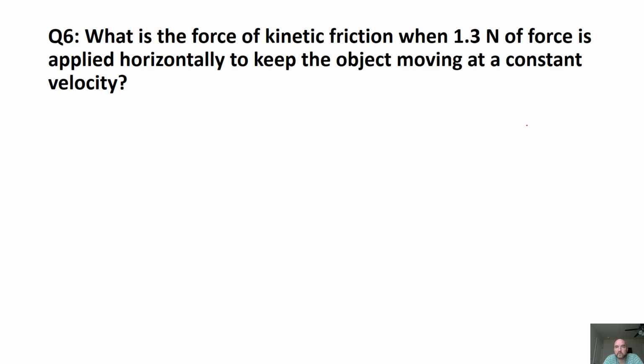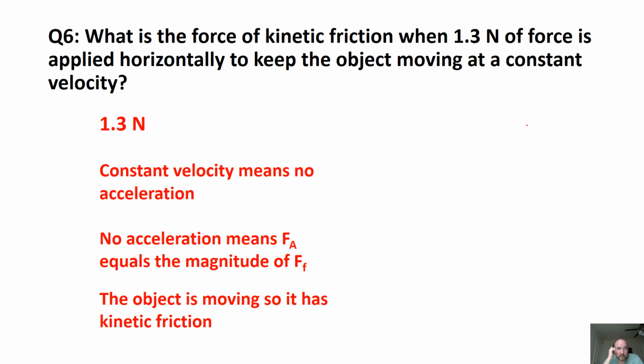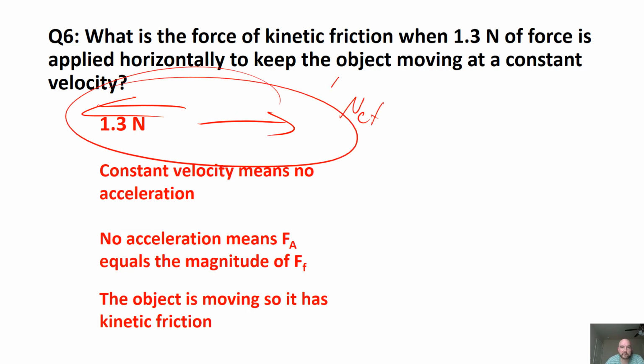What's the force of kinetic friction when 1.3 newtons of force is applied horizontally to keep an object moving at a constant velocity? If it takes 1.3 newtons to keep it going at a constant velocity, that's equal to the frictional force, because the net force is 0. So the force you're applying, 1.3 newtons, must be equal to the force of friction right over here.